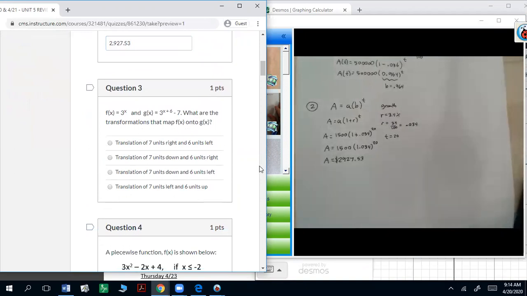F of x equals 3 to the x power. G of x is 3 to the x plus 6, minus 7. What are the transformations that map f of x onto g of x?